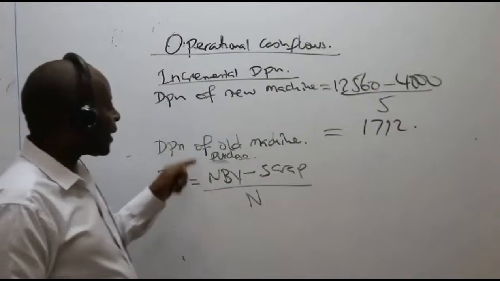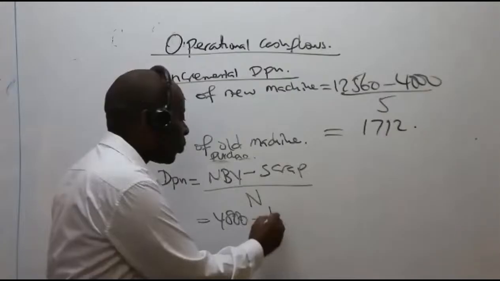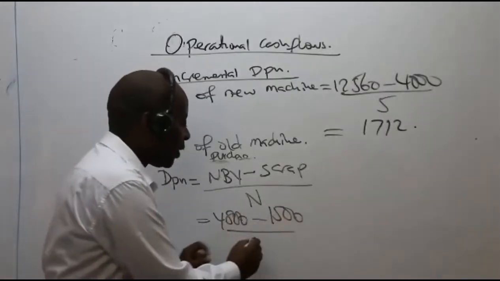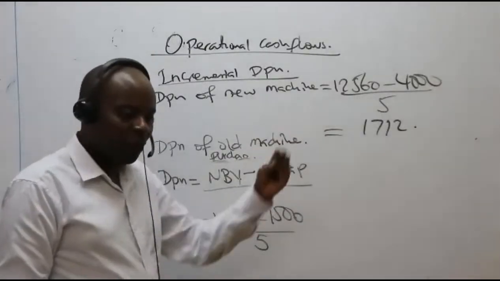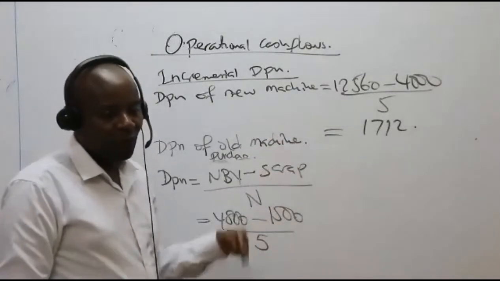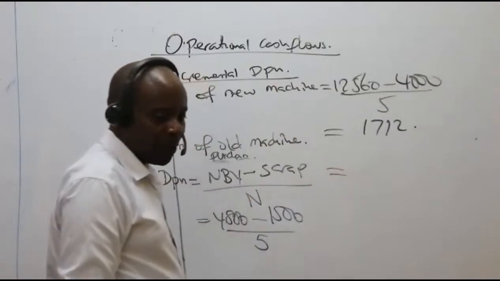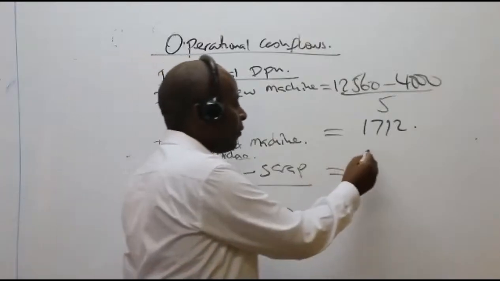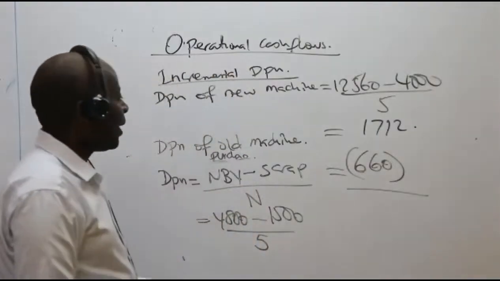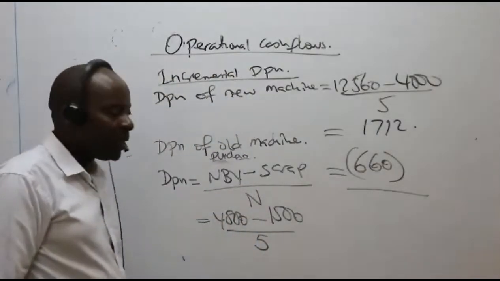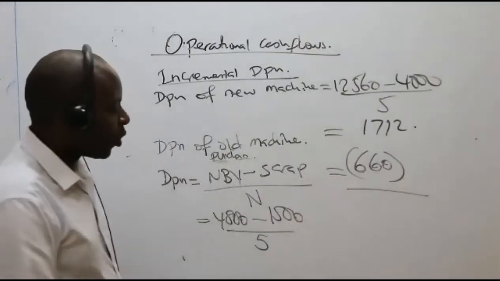So net book value as at the time of changing the period is 4,800 minus the scrap, which is 1,500, all over n, which is 5 years from today, moving forward. Don't tell me the thing of 7. Moving forward, 5. So what figure do we have here? Somebody is giving me a figure of 660. Could you kindly subtract here to give me the incremental depreciation? Give me the incremental depreciation, 1052.